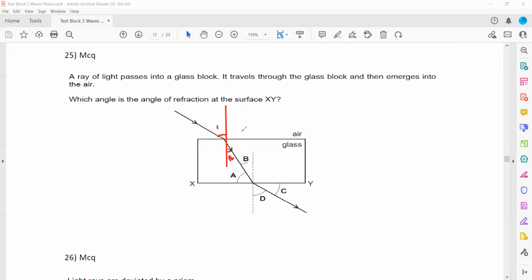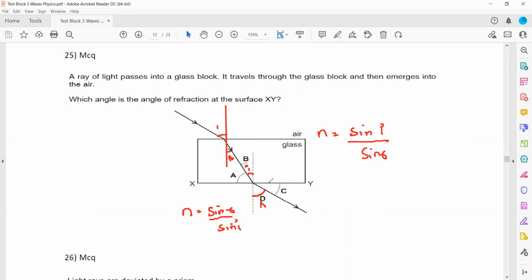The formula for refractive index moving from air to glass is sine angle I over sine angle R. But if it is moving from glass to air, where this is the angle of incidence and this one is the angle of refraction, the refractive index is sine R over sine I, the opposite. So you have to check in the question which medium it is traveling, glass to air or air to glass.